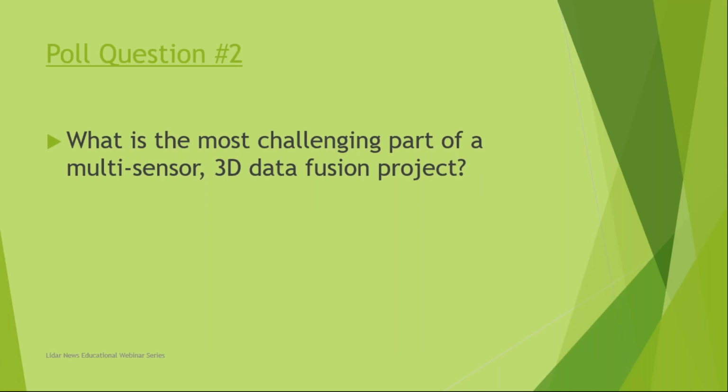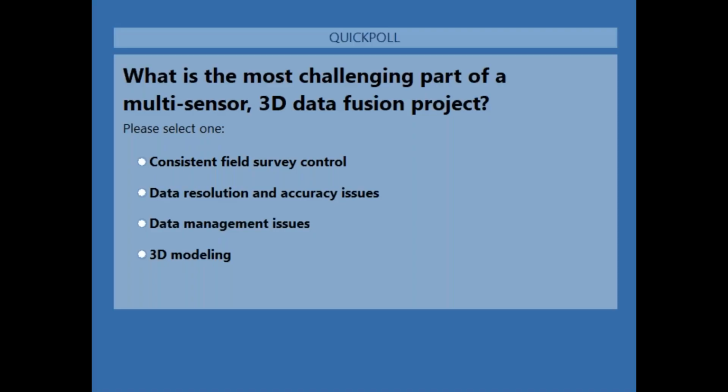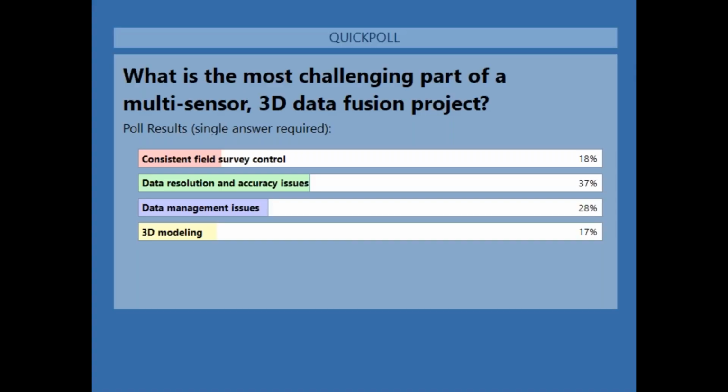All right, guys, we're going to open up our second poll, which is, what is the most challenging part of a multi-sensor 3D data fusion project? So we would like you to please select consistent field survey control, data resolution and accuracy issues, data management issues, or 3D modeling. So we'll give you guys about 10 seconds to get in your answers, and from there we will share the poll results again. So we are going to go ahead and close the poll and share the results. So as you guys can see, we are at 18% for consistent field survey control. We're at 37% for data resolution and accuracy issues, 28% for data management issues, and 17% for 3D modeling.